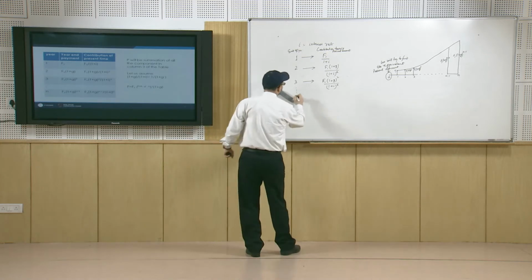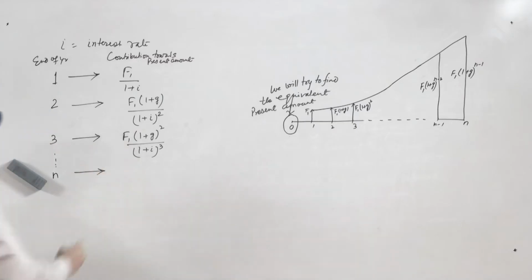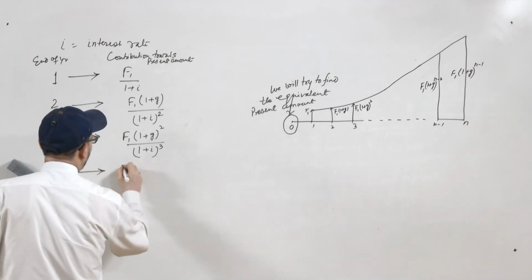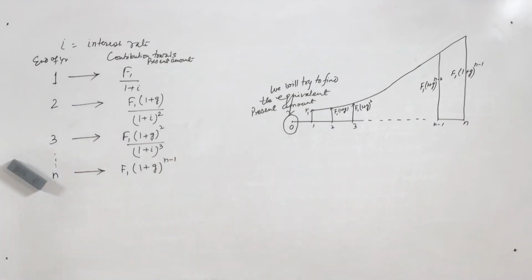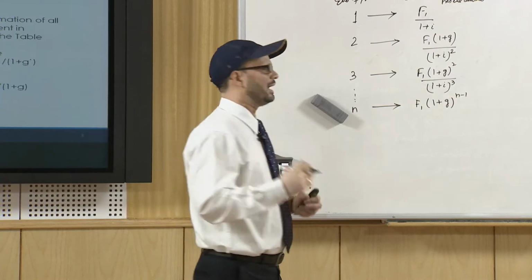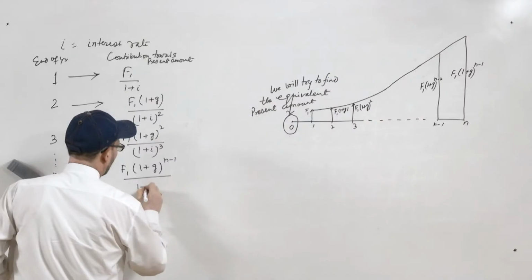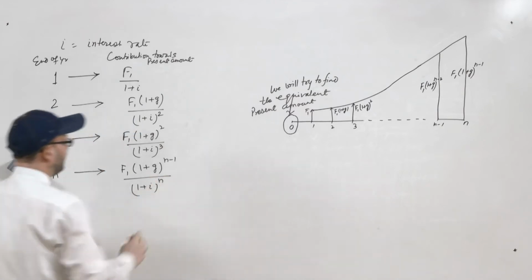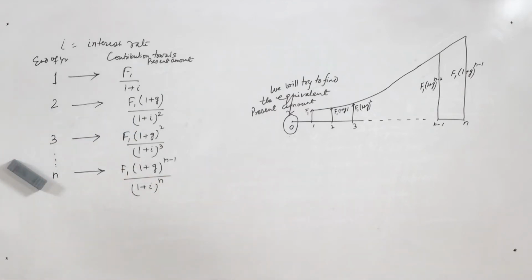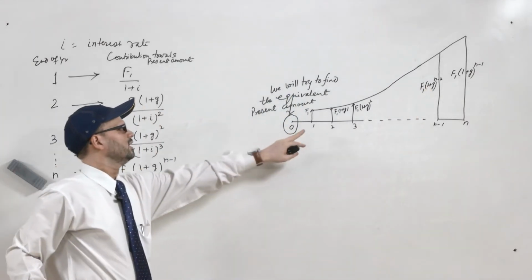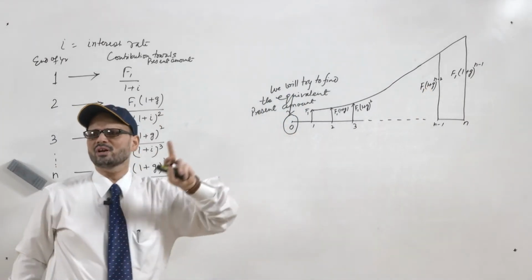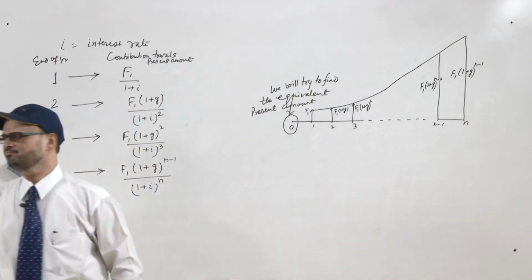So, you see that in the nth year you are paying F1 into 1 plus G raised to the power n minus 1, but since it is paid at the nth year end, its present worth value will be divided by 1 plus I raised to the power n. So, basically all these payments' contributions, if we add them here, this will be the present worth of this particular cash flow diagram.